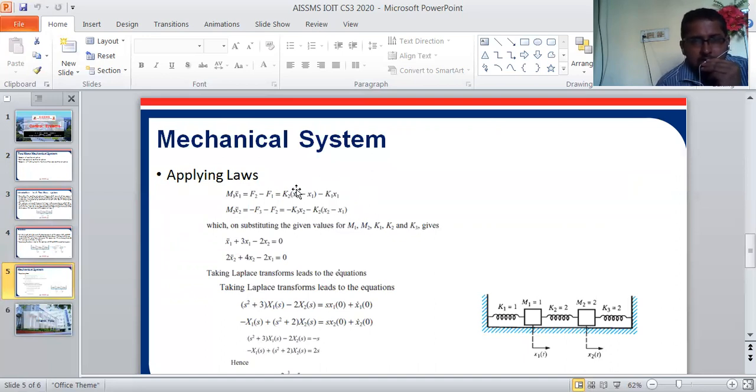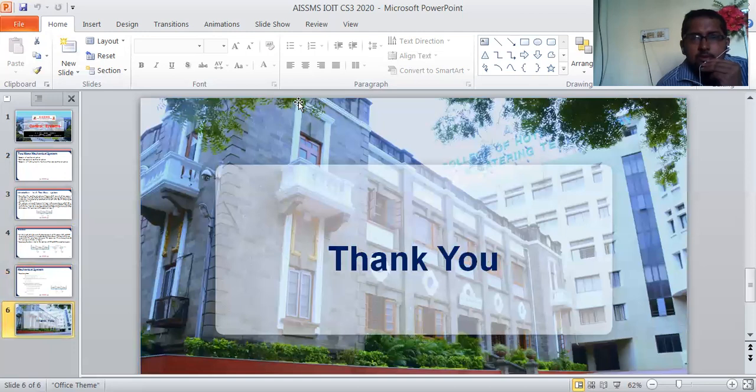After finding these two relationships, or two equations, one has to put in the values of M1, K1, K2 and so on, so that the two equations are generated again. After taking the Laplace transformation of these two equations, we will find this equation as well as this equation. From these two equations, if one solves for output by input, then we will find the transfer function of this two mass system. Two mass in the sense M1 and M2. So it is a two mass system. Thank you.